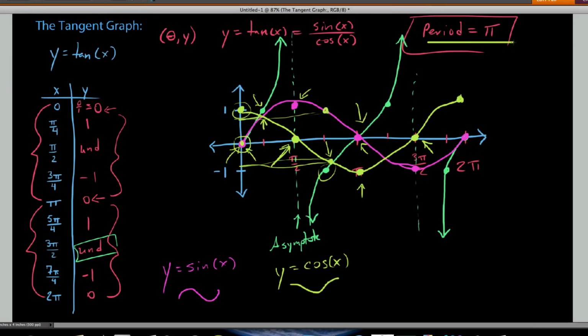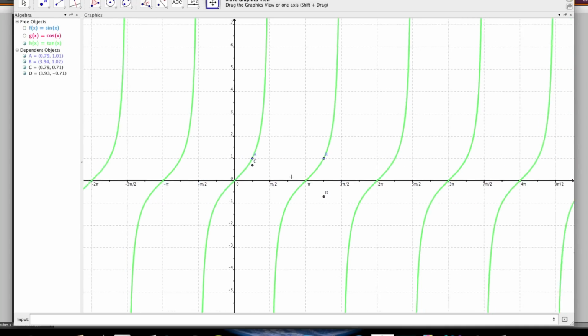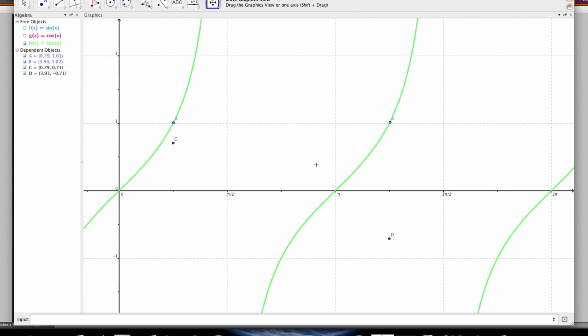And as a matter of fact, tangent and cotangent are the only two graphs that have periods of just pi. So if you want to graph tangent, the best thing to do is make a table, but we also want to memorize the basic shape of this graph, which is essentially this guy here. And from 0 out to 2 pi, it would look like this.